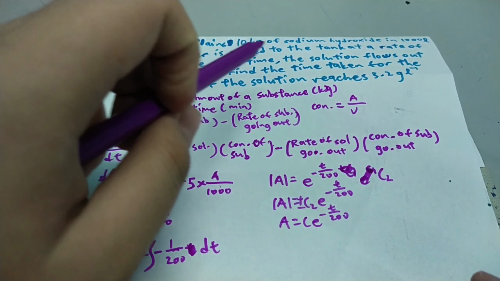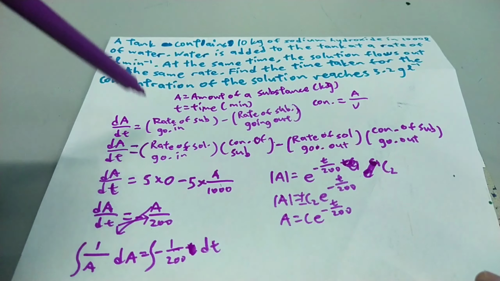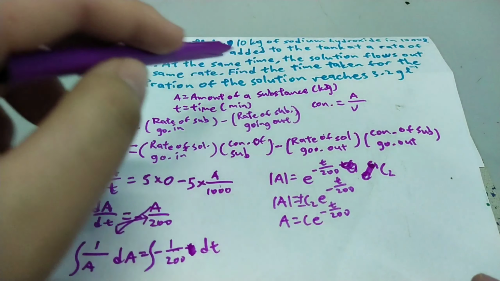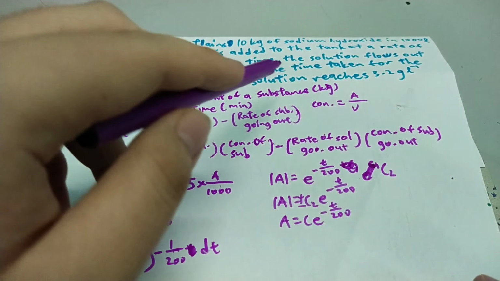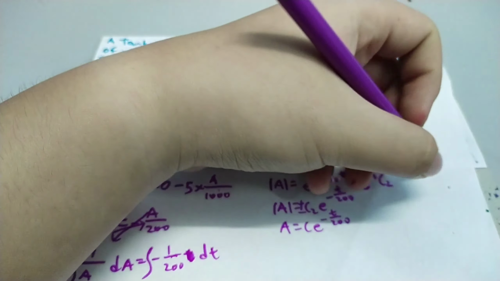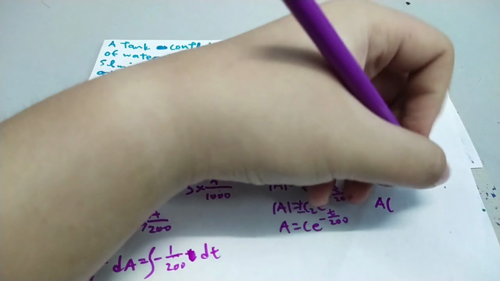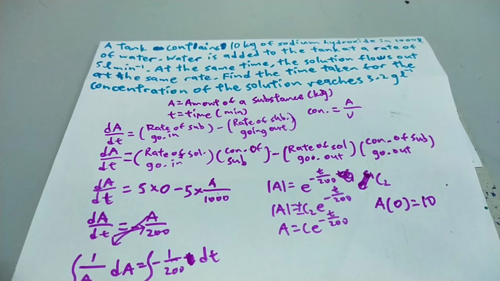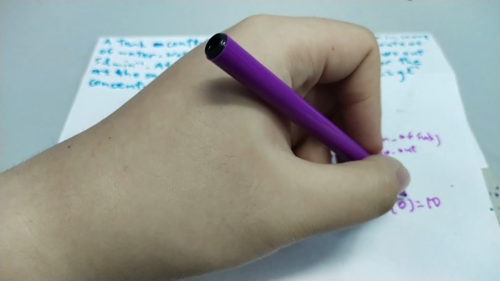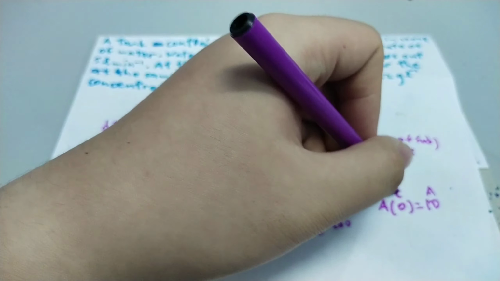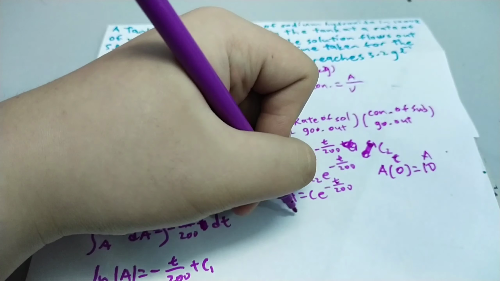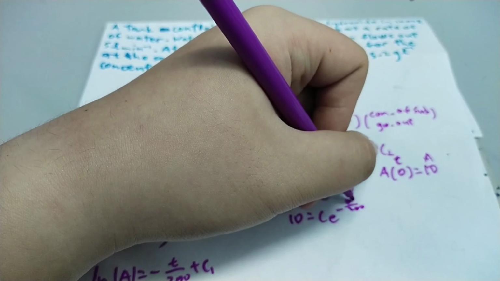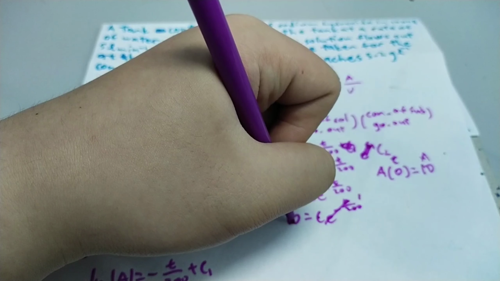Now, a tank contains 10 kg of sodium hydroxide in 1000 liters of water, which means that initially the tank contains 10 kg of sodium hydroxide, which means that A of 0 is equal to 10 because measured in kilogram, remember. So we will plug this. So this is the T, this is the A. We can plug in T to here and then A to here. So 10 is equal to C times E to the power of negative 0 over 200. And then this will equal to 1. So C is equal to 10.